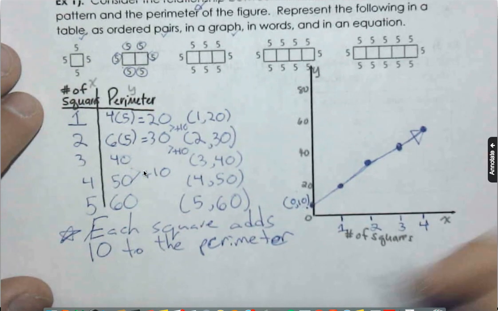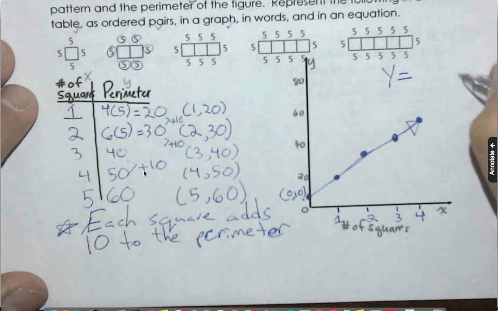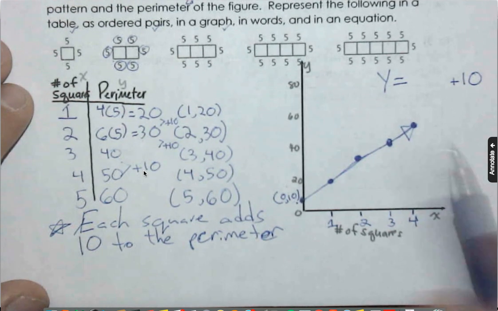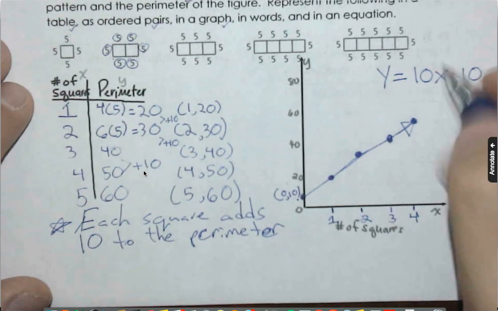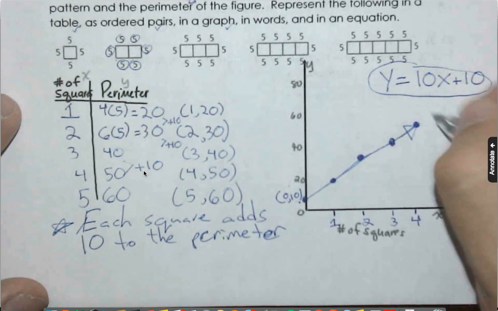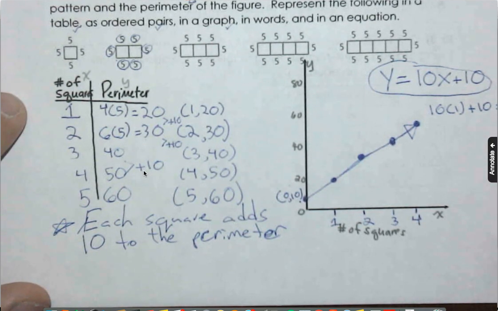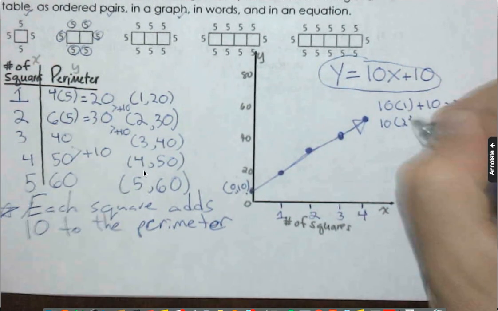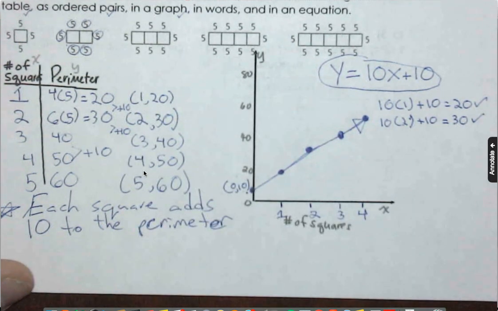So if we're talking about the number of squares, no matter what, we at least have 10. And then for every square, we're adding on 10 more. So we could say that this is 10x, which makes sense because if we have one square, 10 times 1 plus 10 has to equal 20, which is right. If we had 2 squares, this would have to be equal to 30, which matches the data point.